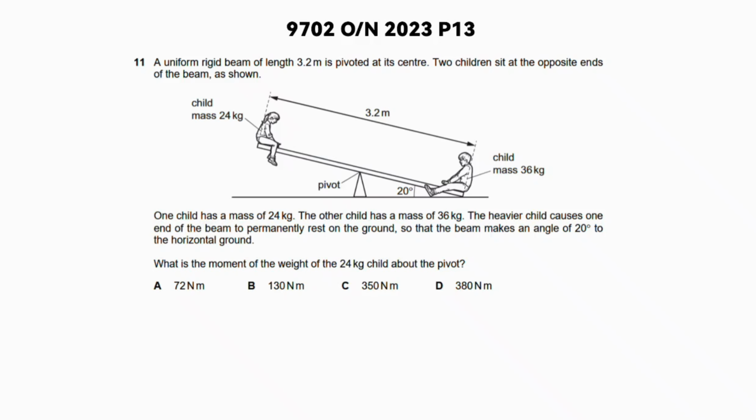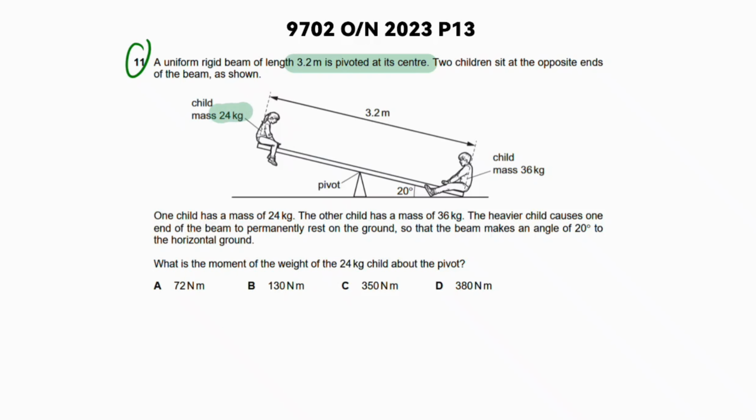So now we'll be looking at a winter paper from 2023, paper 1-3, and specifically question 11. Okay, so they said that a uniform rigid beam of length 3.2 meter is pivoted at its center. Two children sit at the opposite ends of the beam as shown. So basically this is something like a seesaw, right?